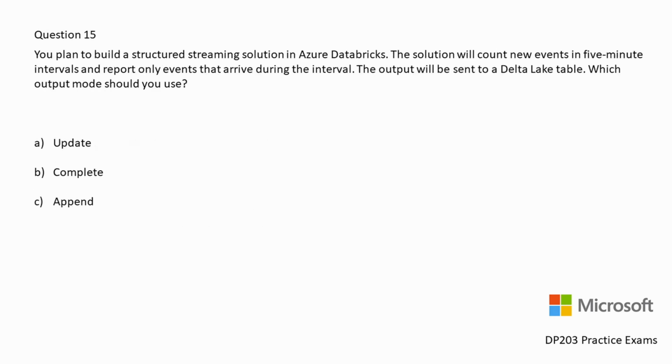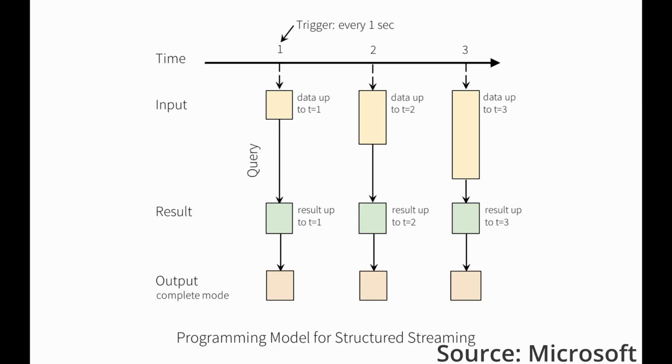And the last question, question 15. You plan to build a structured streaming solution in Azure Databricks. The solution will count new events in 5-minute intervals and report only events that arrive during the interval. The output will be sent to a Delta Lake table. Which output mode should you use? A. Update. B. Complete. C. Append.